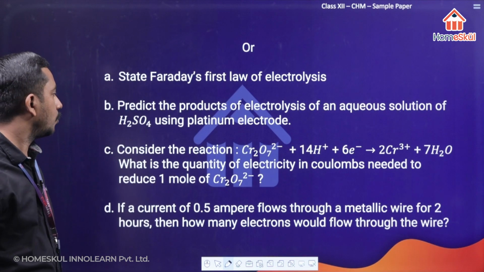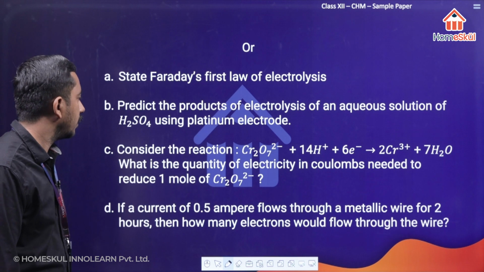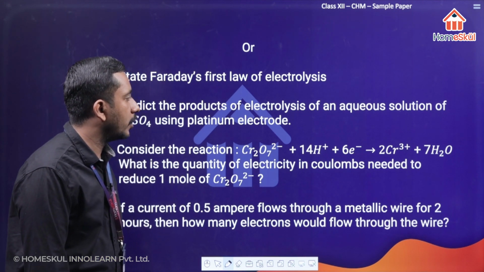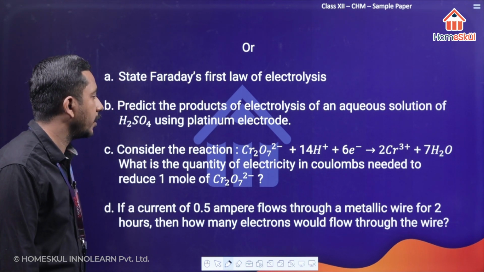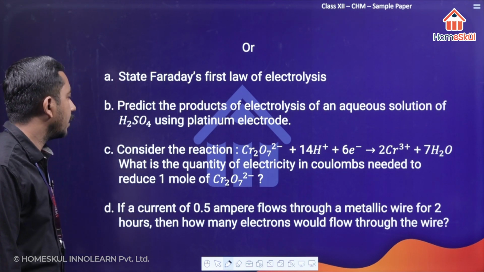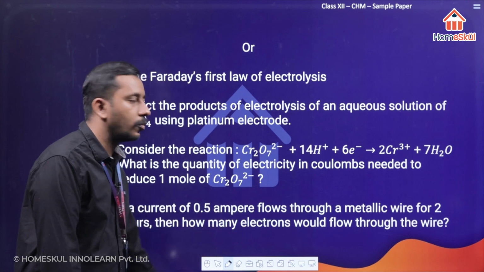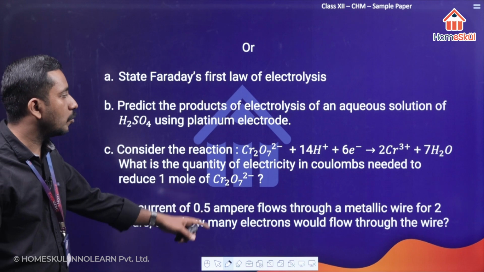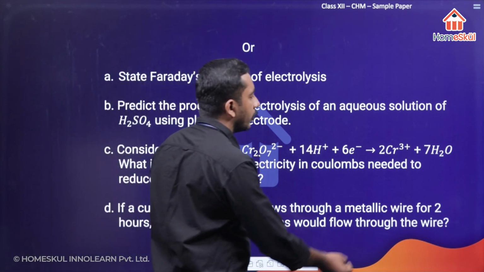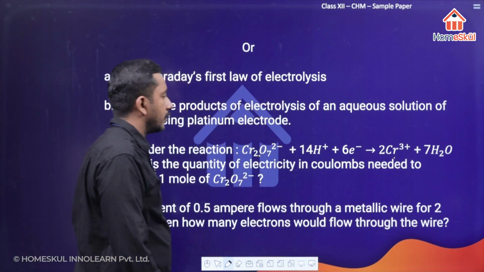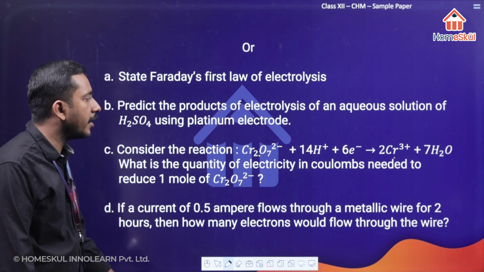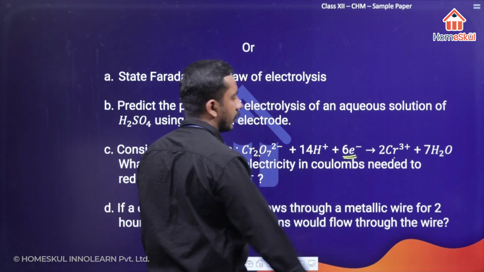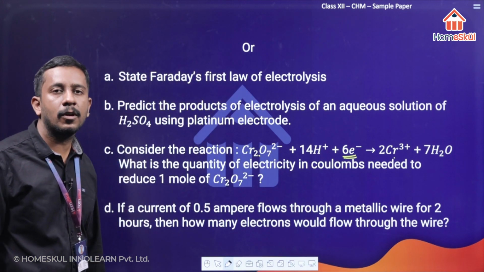So that answers our first two questions. And the third question, consider the reaction Cr2O7 2- that is being converted into 2Cr3+. What is the quantity of electricity in coulombs required to reduce 1 mole of dichromate ion, that is K2Cr2O7? So you can see that Cr2O7 2- is being converted into Cr3+, right? And you can see the number of electrons involved in this reaction is 6 electrons. So the number of electrons involved is 6.